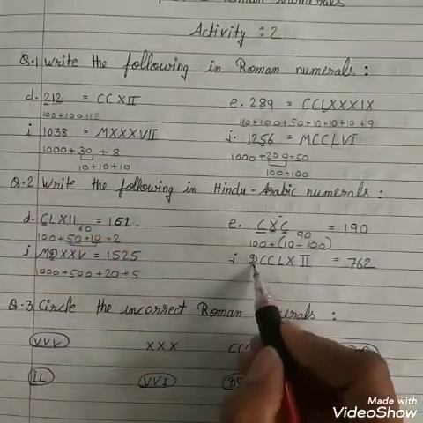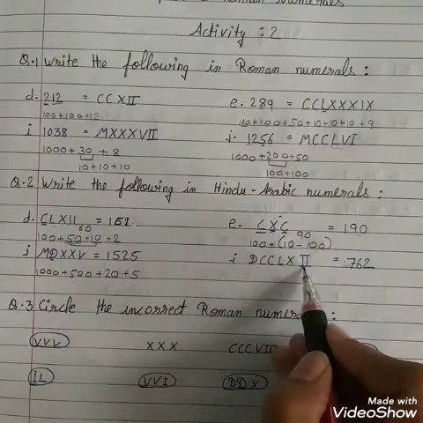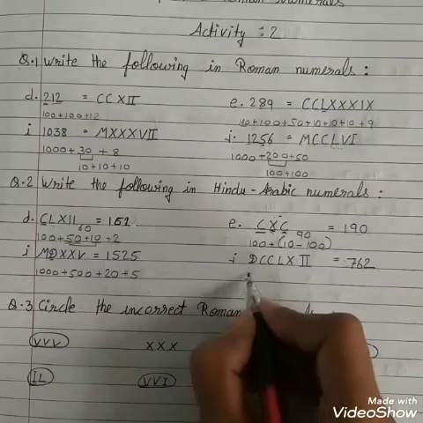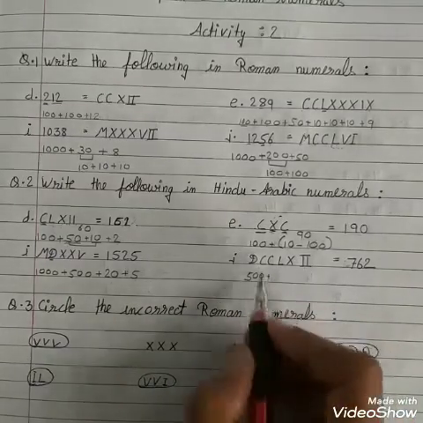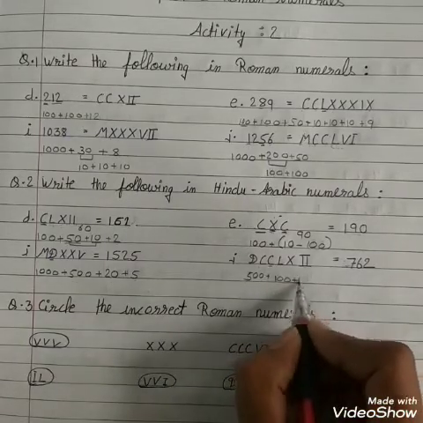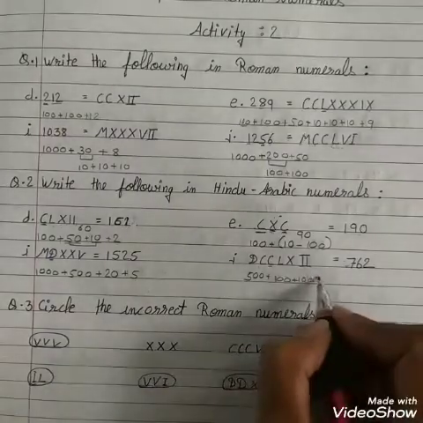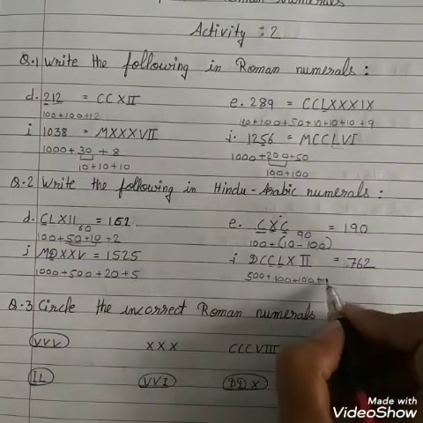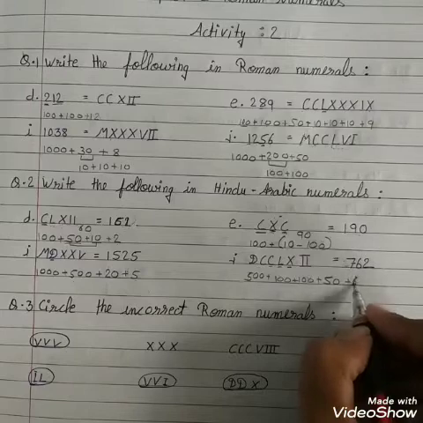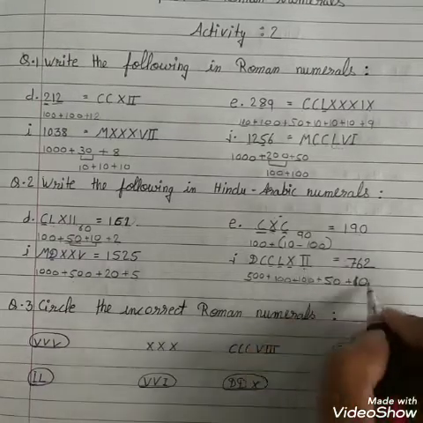Now come on J. We have D, C, C, L, X and 2. D means 500 plus C means 100. Again we have C, that means 100. We have L. L means 50. X is 10 and we have 2.